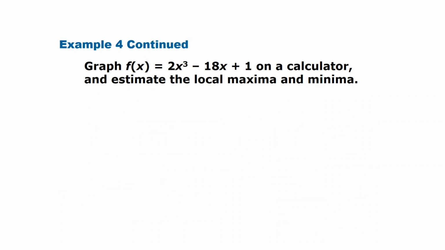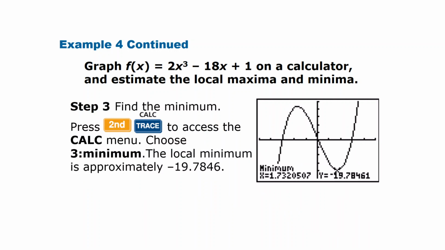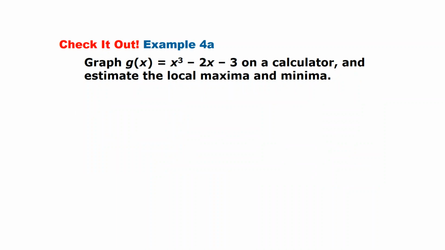And then to find the minimum, we're going to go again to second trace, calc menu, and choose 3, where it says minimum. This time you should find that the minimum is at y equals negative 19.78, and that happens at approximately positive 1.7. Try this one on your own. Get your calculator out, give it a try, and then come back.